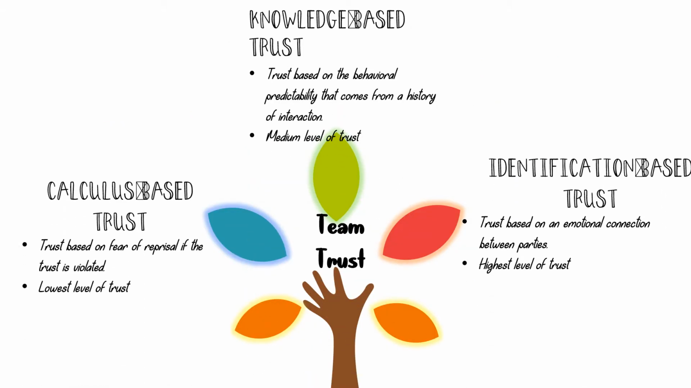When it comes to trust, not all relationships are at the same level. There are three basic levels of trust. Calculus-based trust refers to rules and regulations that provide boundaries for how team members interact with each other. Knowledge-based trust is formed on predictability of another's behavior by understanding members through repeated interactions. Identification-based trust is the highest level of trust. It is achieved when there is an emotional connection between parties and they develop mutual understanding.